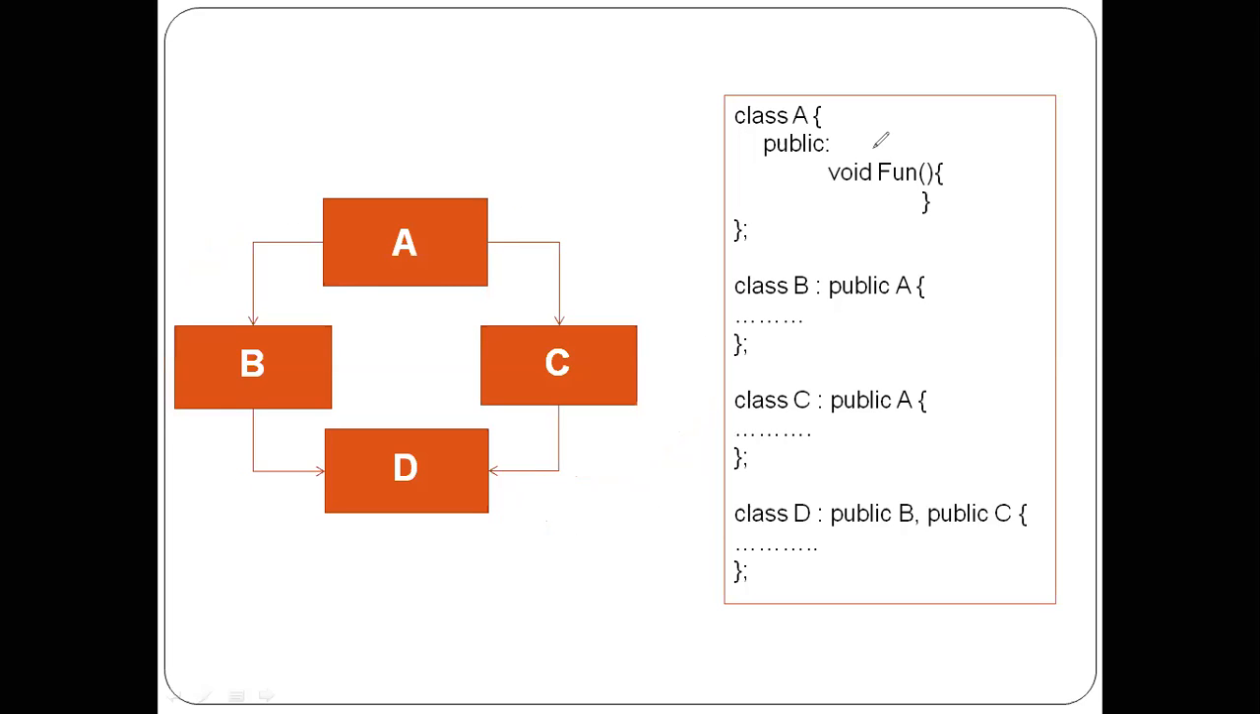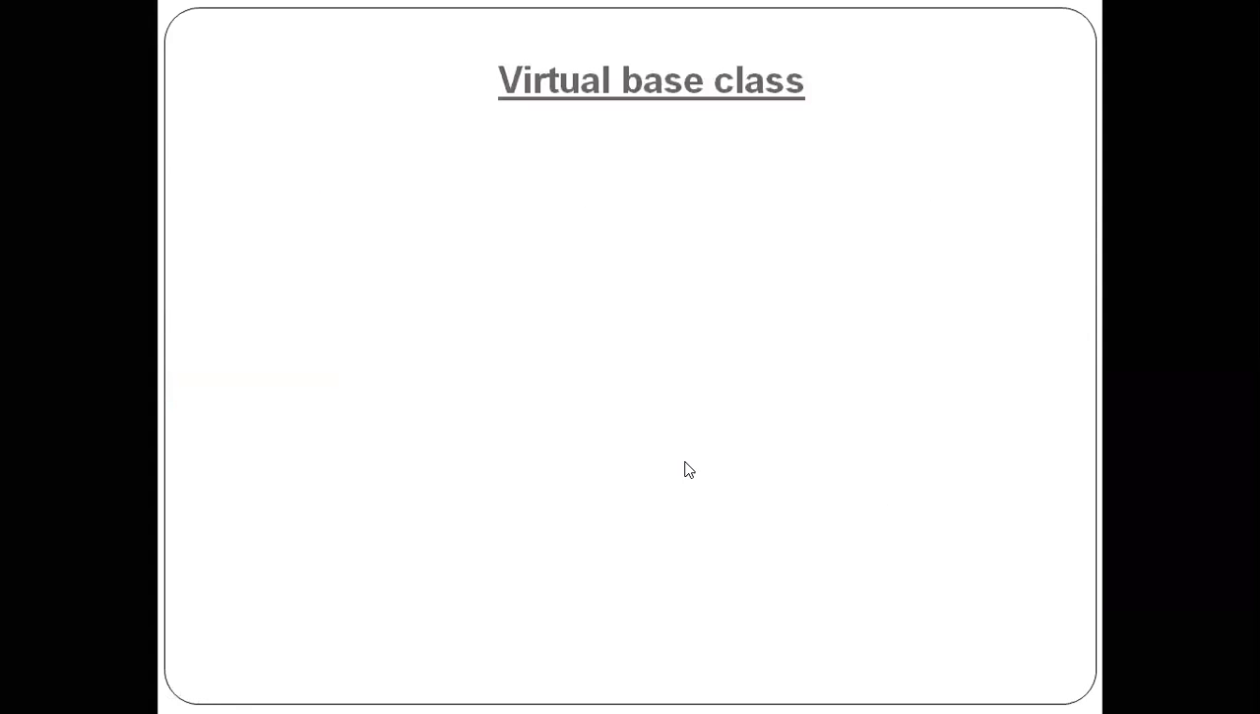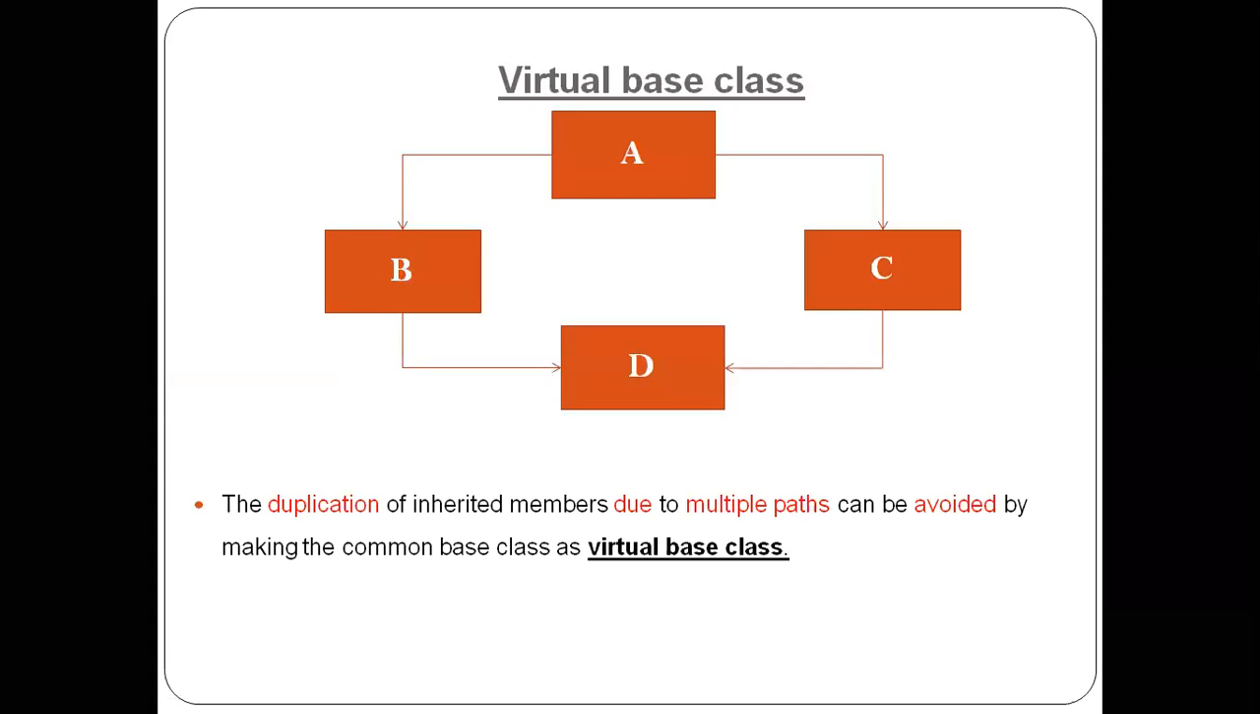So how are we going to remove that particular ambiguity? For that purpose, we use the next concept, the virtual base class. Okay, so I will explain what is meant by a virtual class. The duplication of inherited members due to multiple paths can be avoided by making the common base class a virtual base class.